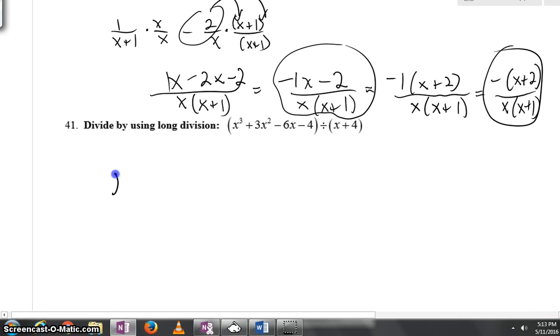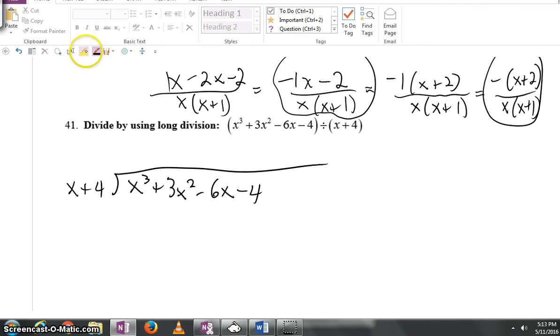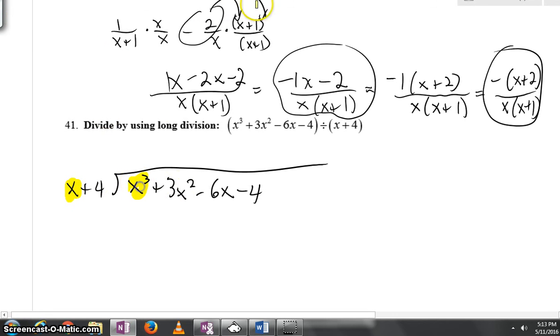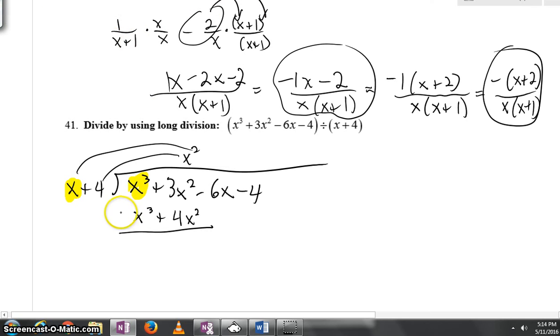We have long division. In long division, it's been a while since we've done this. You're going to have one of these on your final. So let's see what we're going to do here. We're going to really play the matching game, as I like to say. You'd say, what times x would get me x cubed? And the answer is x squared. X squared is going to get multiplied to both of these. And I'll have x to the third plus 4x squared.